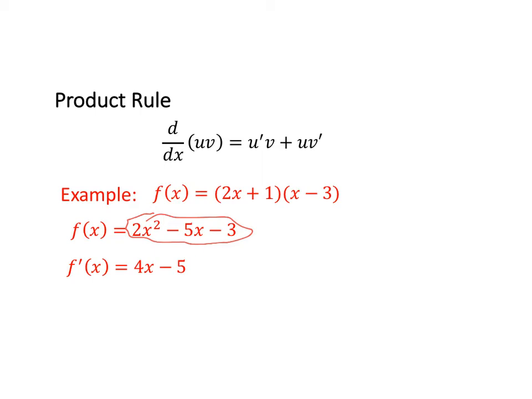The derivative of 2x squared is 4x. The derivative of minus 5x is minus 5. And the derivative of minus 3 is 0. And we'd get the derivative as being 4x minus 5.